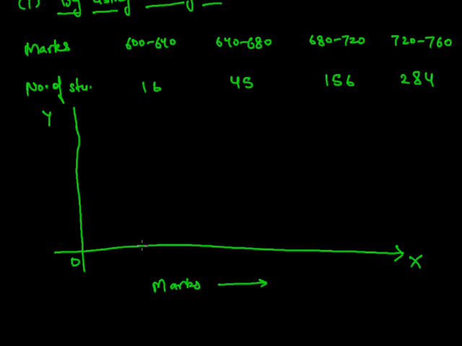So as marks are on the x-axis, accordingly plot the marks here. As the marks are starting from 600, definitely we start from 600. And as we are starting from 600 directly and not from 0, definitely we will make a kink here, which indicates that we are not starting from 0. So that's why we are making a kink here. So 600 to 640, 640 to 680, 680 to 720, and 720 to 760. These are the marks we have represented.